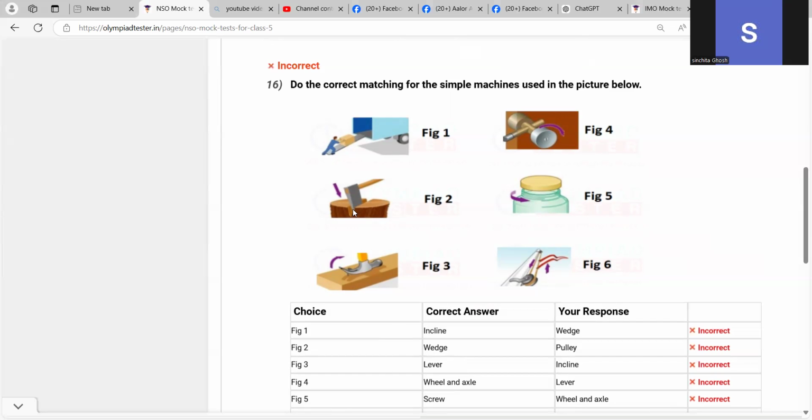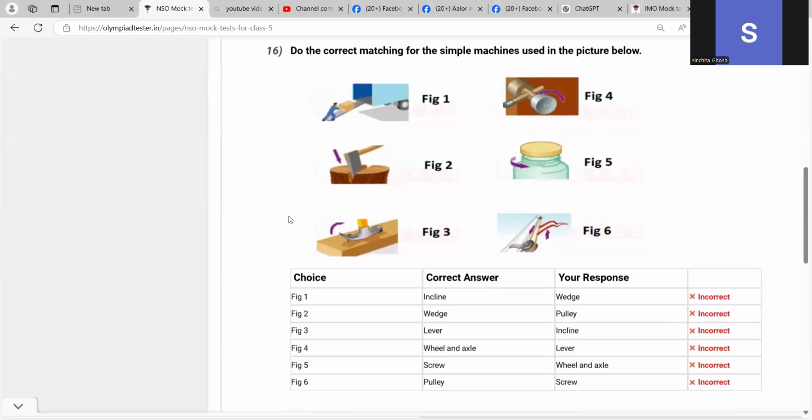Pulley is not at all the correct answer because a pulley has wheels on it, and it's not there in a wedge. And we don't have any wheels in the picture also. So it cannot be pulley. Wedge means a teakwood, so this is a wood. So the correct answer for number 2 is wedge. It cannot be pulley. So you are wrong.